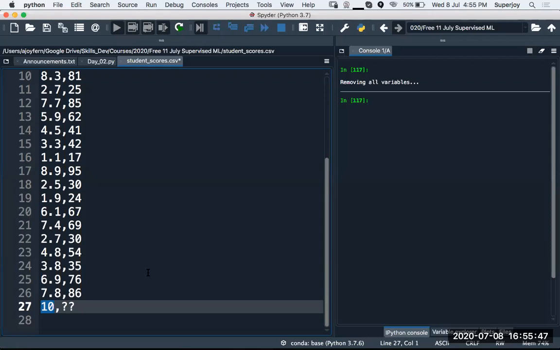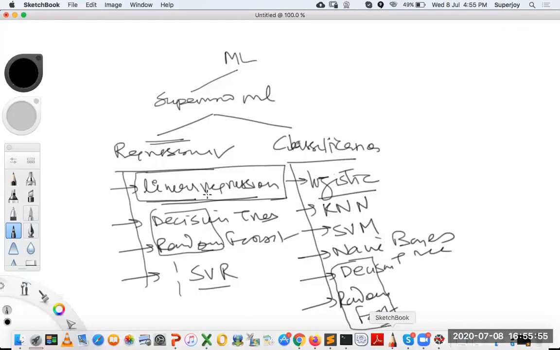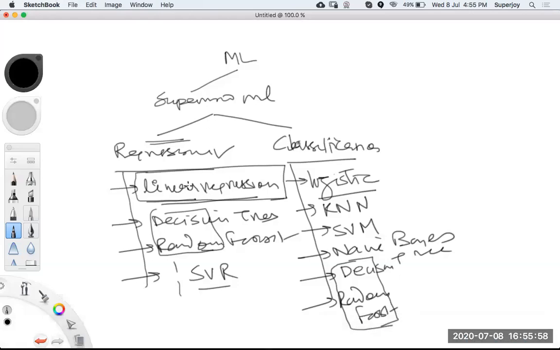Anything, and if it is a number, obviously it is a regression problem. And in case of regression, which algorithm are we going to use? The algorithm that we are going to use today is linear regression. That is the algorithm we are going to use to train our model and use it to perform prediction for x is equal to 10.